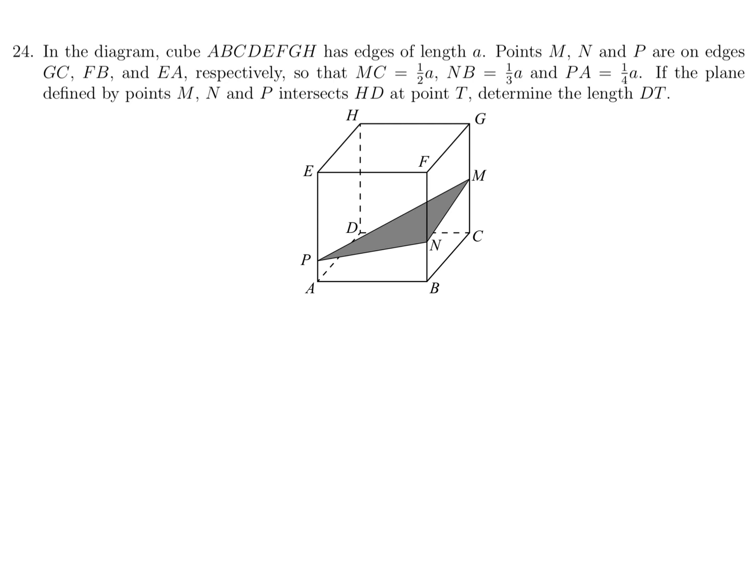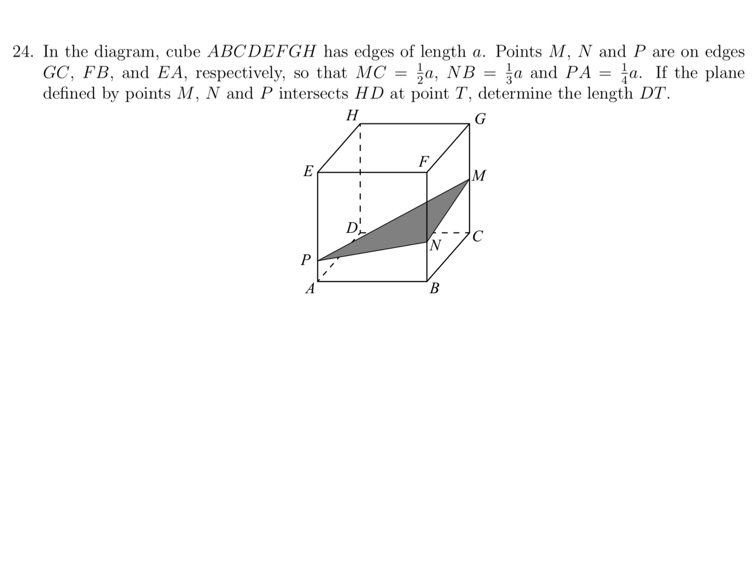In the diagram, a cube has edges of length A. Points M, N, and P are on edges GC, FB, and EA respectively, so that MC is half of A, NB is a third of A, PA is a quarter of A. If the plane defined by points M, N, and P intersects HD at T, determine the length DT.